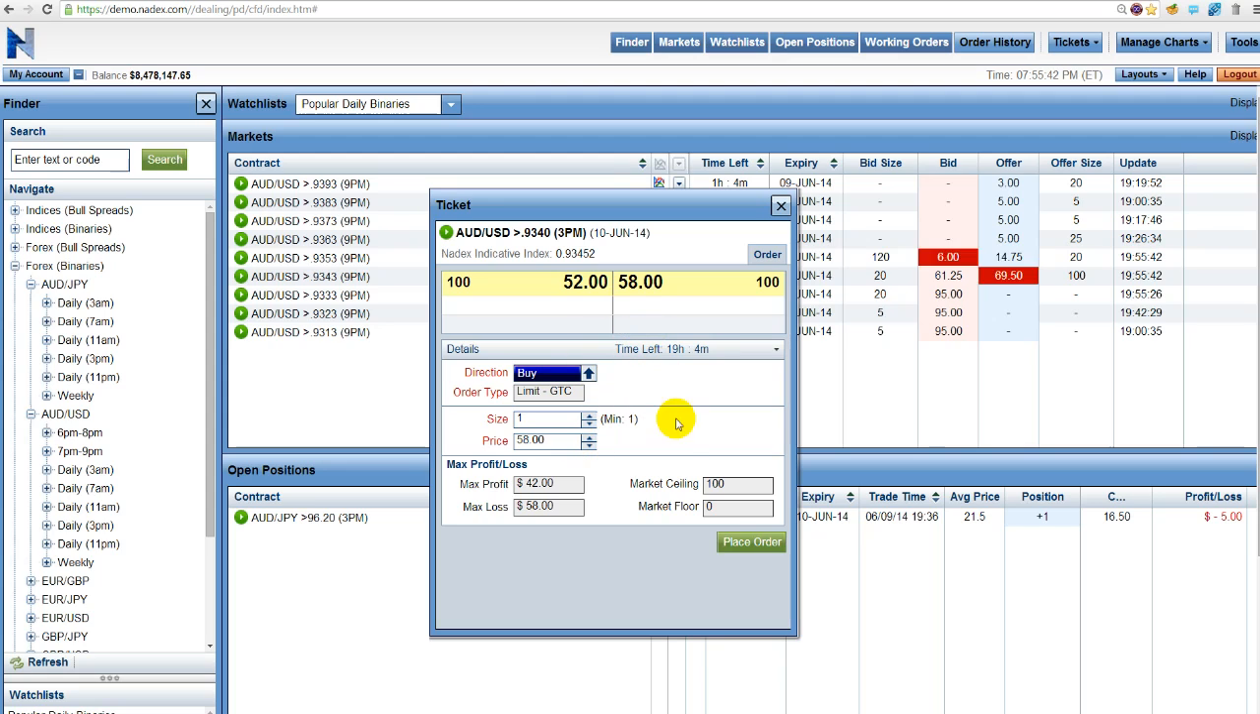So if I go in, and let's just say I accidentally click the bid side, the sell side over here, to place my trade, what will happen when I hit place order? Will I get filled right away?